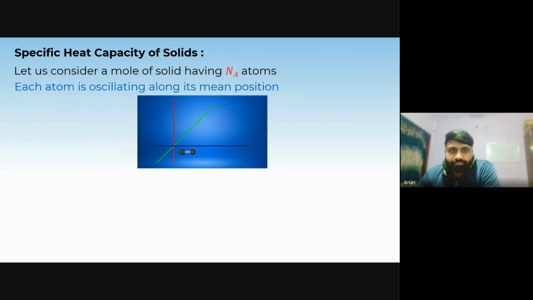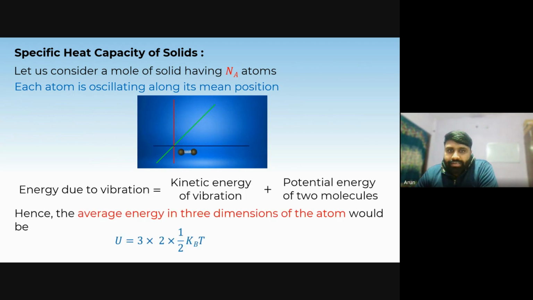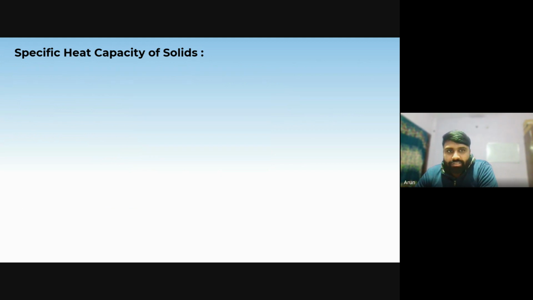For solid, the vibration you can take is more, because in solid the atoms do not move with internal kinetic energy. They can only vibrate because they are fixed at their position. So kinetic energy of vibration plus potential energy of the molecules. So this will become 3 kB T, the total energy.